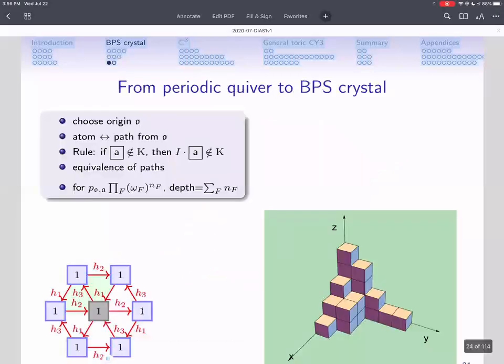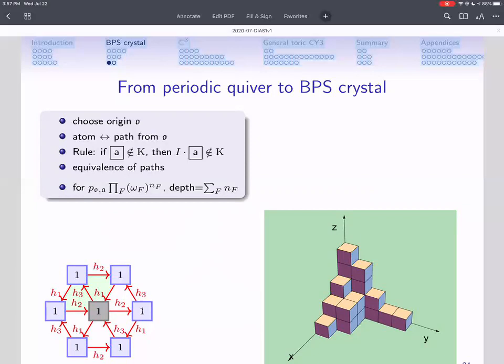So starting from the periodic quiver, there's also a very streamlined way to construct your BPS crystal. This is supposed to be a periodic quiver drawn on the plane, and this is the fundamental domain. I'm only drawing this part, but it's supposed to cover the entire 2D surface. You start from an arbitrary vertex and choose that to be the origin. The atom in your crystal corresponds to a path from your origin. There's a rule called the melting rule: if some atom is not already in the crystal, any atom connected by an arrow from that atom shouldn't be in the crystal.